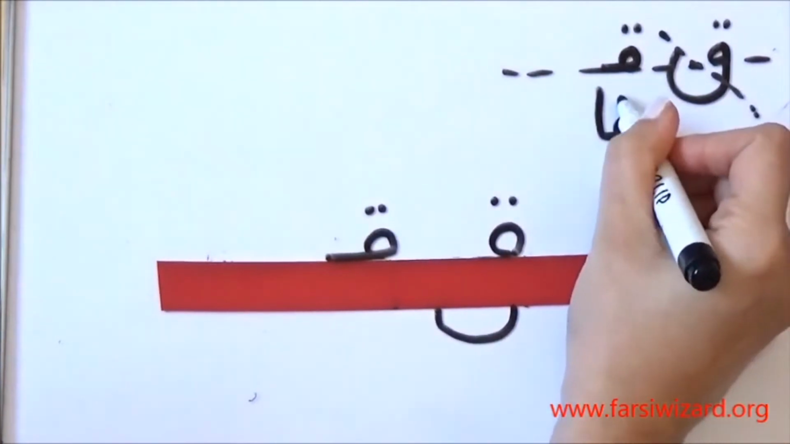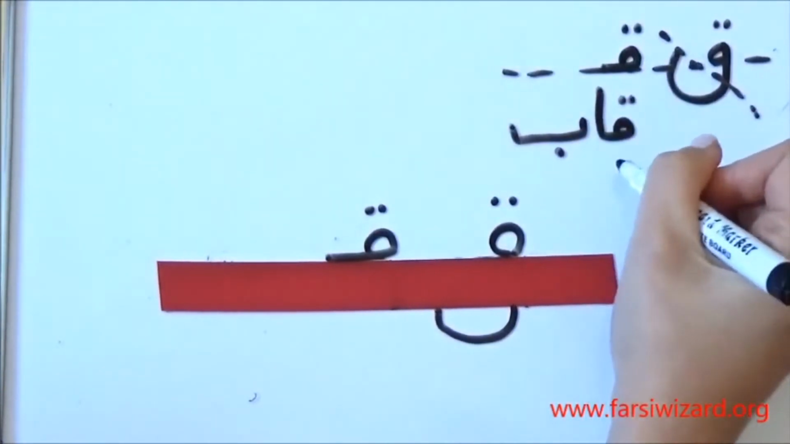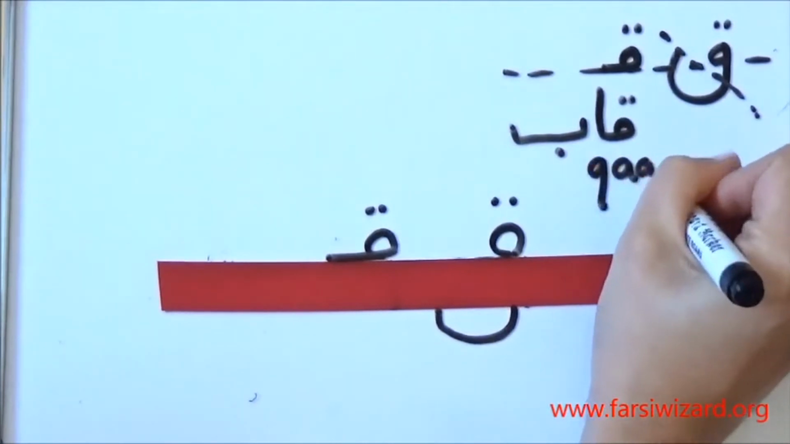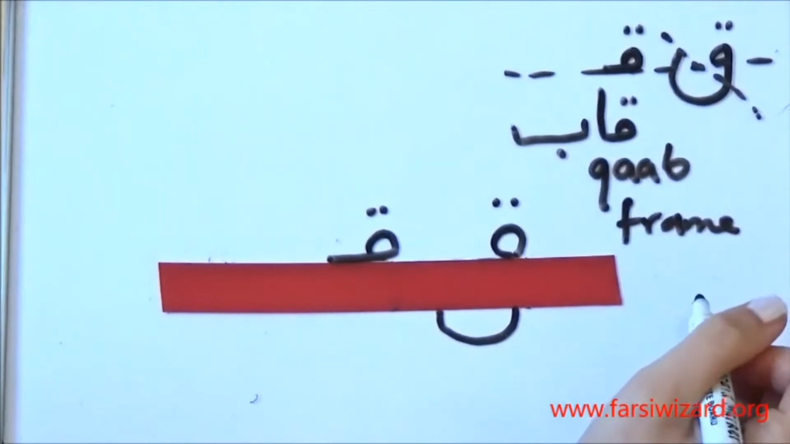The complete form and the small form, as you can see, with the head above the line and the belly under the line. Now, the example we have is qab, qab, which is frame.